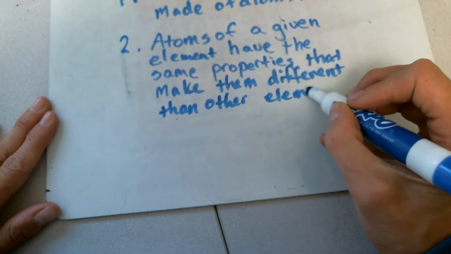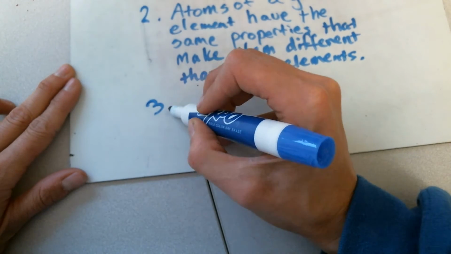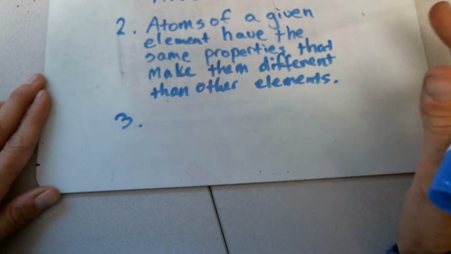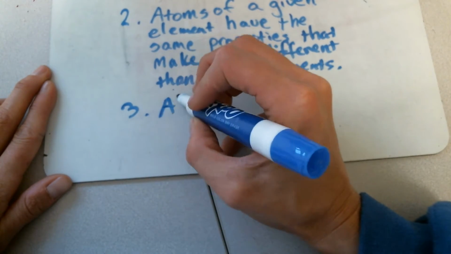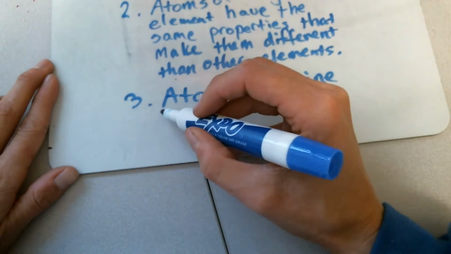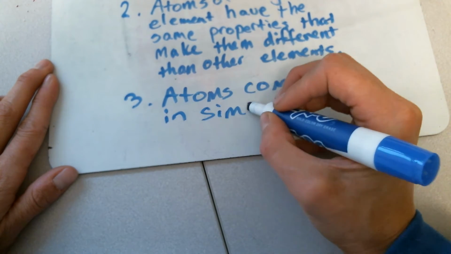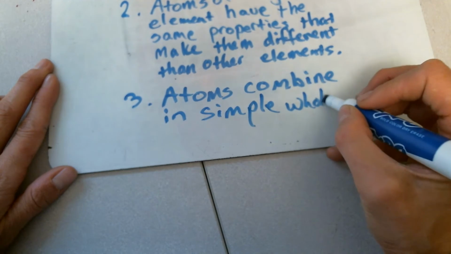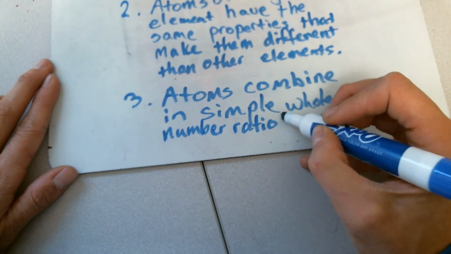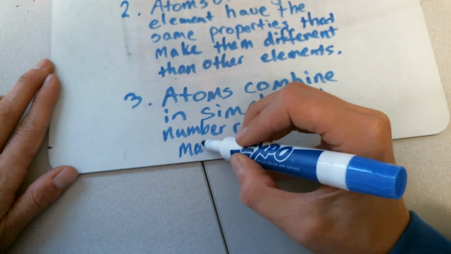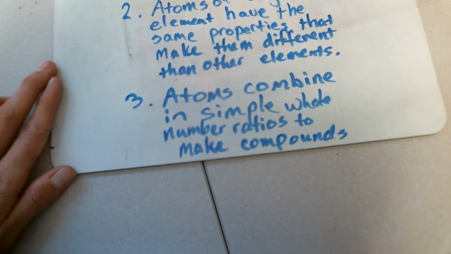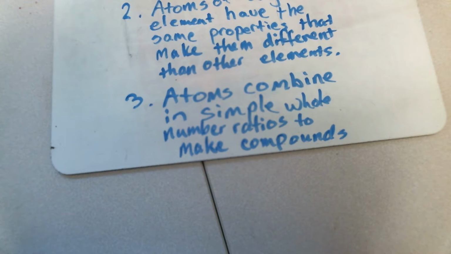And the third part of the atomic theory is that atoms combine in simple whole number ratios to form compounds. So atoms combine in simple whole number ratios to make compounds. Okay, so that gives us just a beginning to work with.